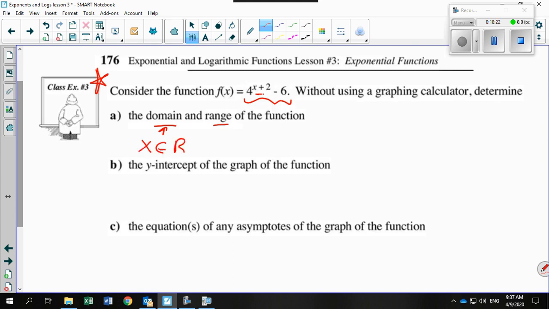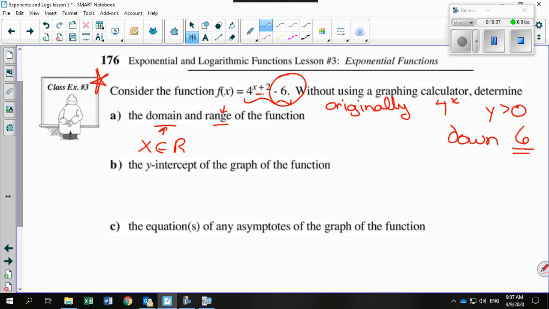But my range, originally, if it was just 4 to the power of x, it would have been y greater than 0. But right here, I'm going down 6. So what's that going to do to my range? It's going to make my range greater than -6, and not equal to, just greater than.